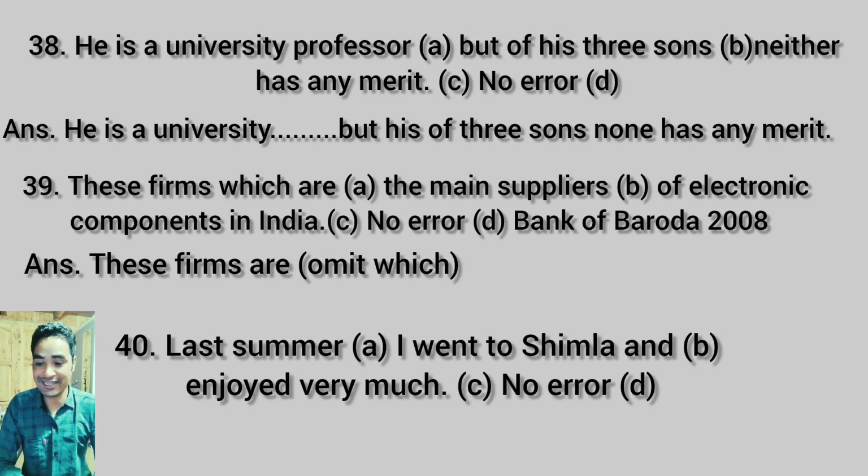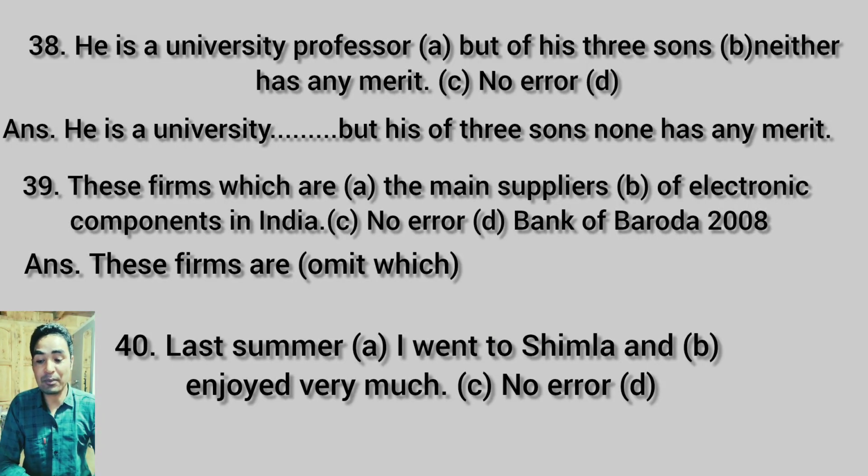Here the correction is: these firms are the main suppliers of electronic companies in India. That will be the correct answer. I repeat, omit "which" from the sentence, and your correction is now 100% correct.